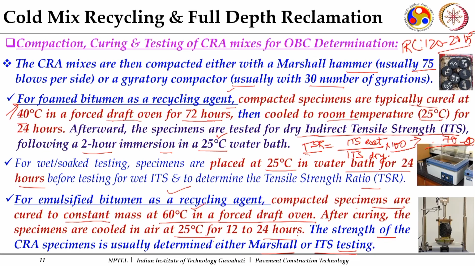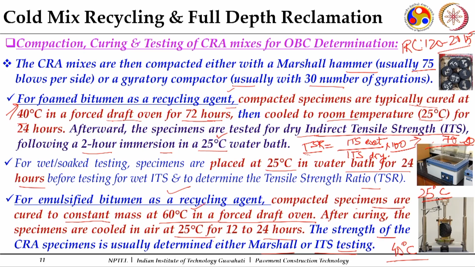Usually for Marshall stability, the testing is done at 40 degree centigrade, and for ITS the testing is done at 25 degree centigrade. Now, many times for cold asphalt recycled mixes, they go for retained Marshall stability. So, one will be the dry Marshall stability value, determined at 40 degree centigrade. Second will be the stability determined after the specimen is subjected to soaking condition. In soaking condition, many times it is referred that you go for saturation of these samples to a particular degree, and thereafter the stability is measured.